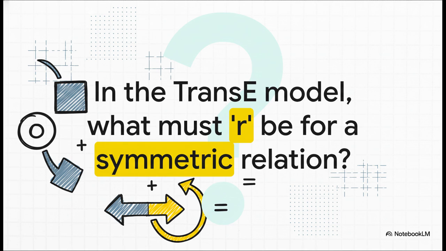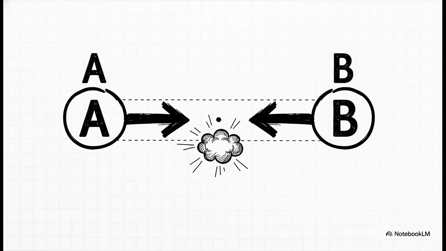But it also has to be true the other way around. B plus that same is married to vector has to get us back to A. So for that to work, what does our R vector have to be? And this is where it all falls apart. The only possible way for that to be true is if the relation vector R is just 0. It has no length, no direction. The model is forced to conclude that the relationship is married to means don't move at all. It basically erases the relationship's meaning entirely, a huge flaw.